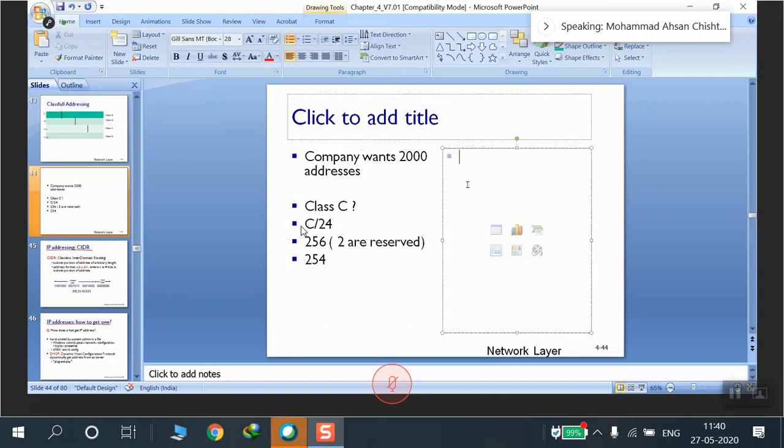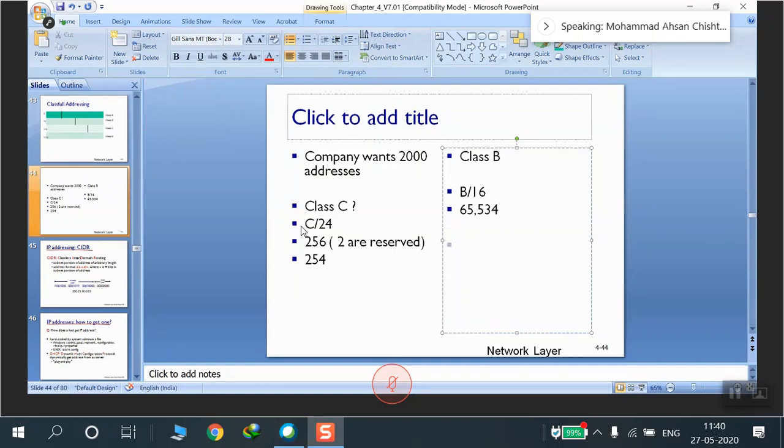Now instead, what would you say? You would say, let's not give class C, give the company a class B address. What is class B? B is /16, which says 16 bits are the network part, 16 bits are the host part. So how many are we supposed to get here? If we check this, we will get 2 to the power of 16, which comes to 65,534 possible addresses for the hosts.